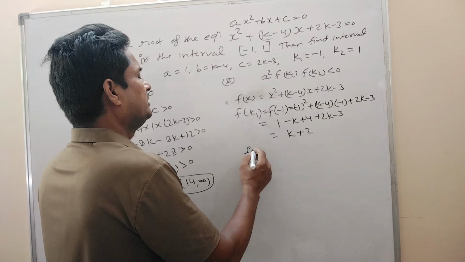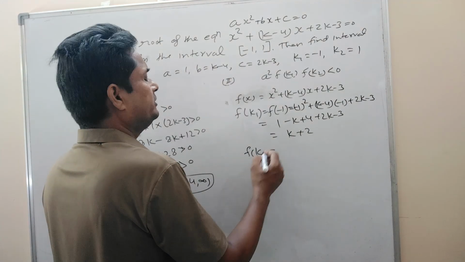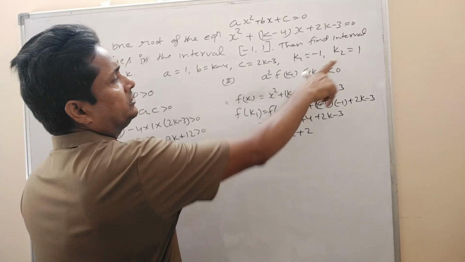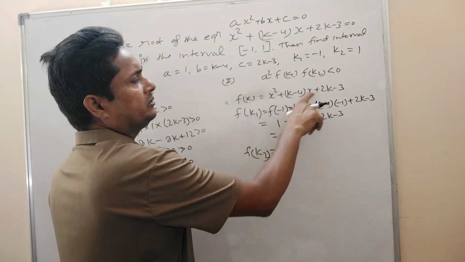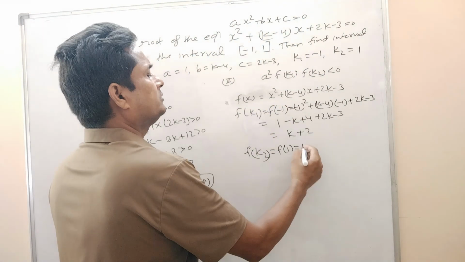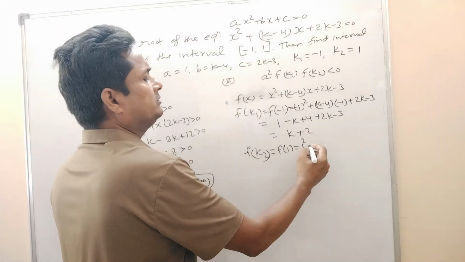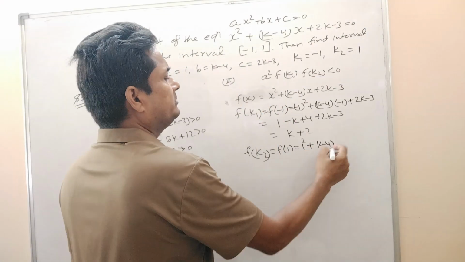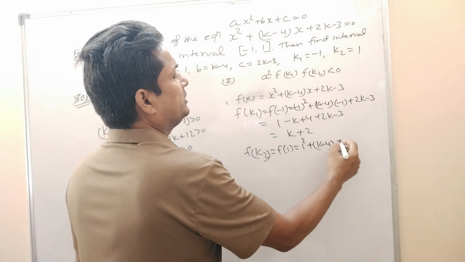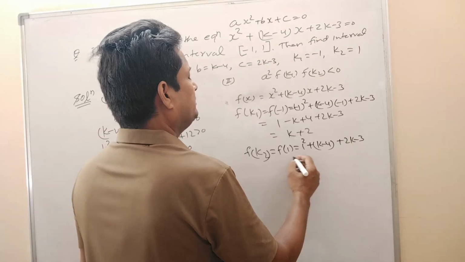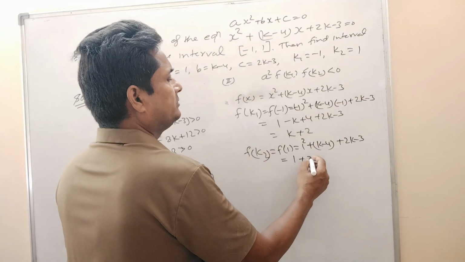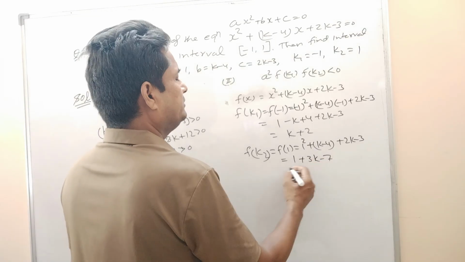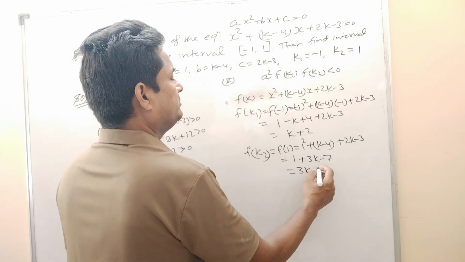Now find f of k2. k2 is 1, that means f of 1. So put x equal to 1 here on both sides. So it will be 1 square plus k minus 4 into 1 plus 2k minus 3. So this will be 1 plus 3k minus 7, that means 3k minus 6.